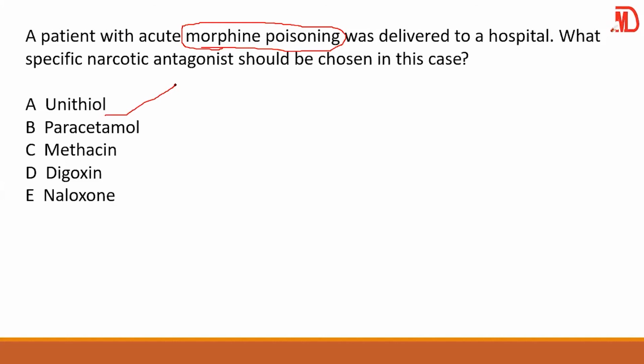And we even said that in bismuth preparations we go in for glutathione. As for opioids, narcotics, or morphine, we are going in for naloxone as its antidote or antagonist. So here, your answer is E.